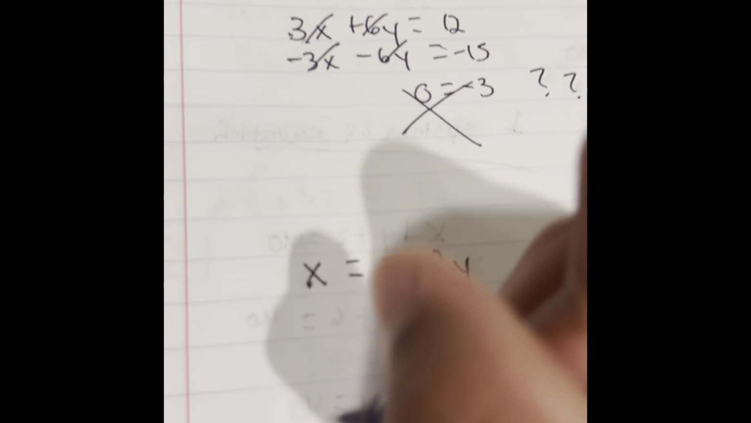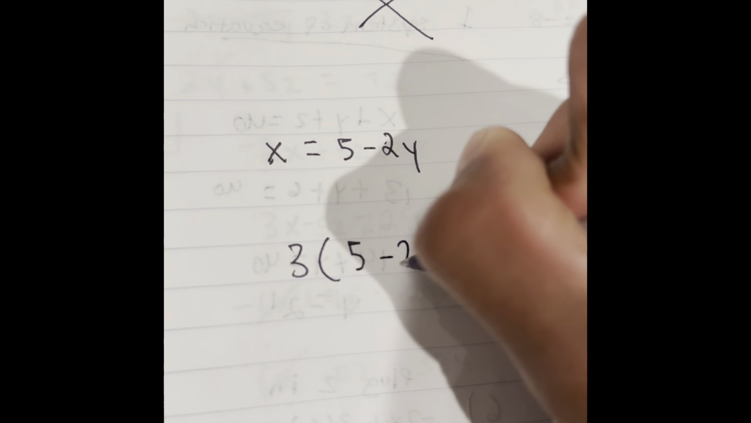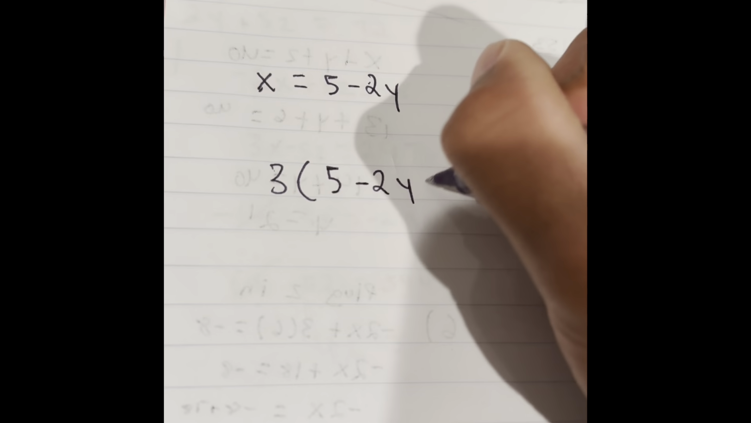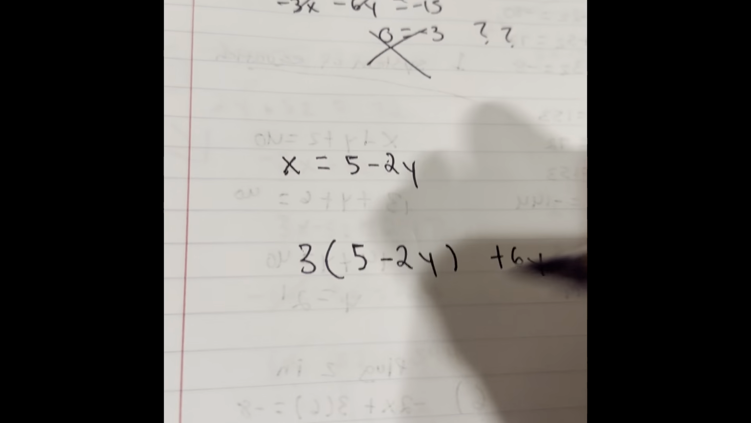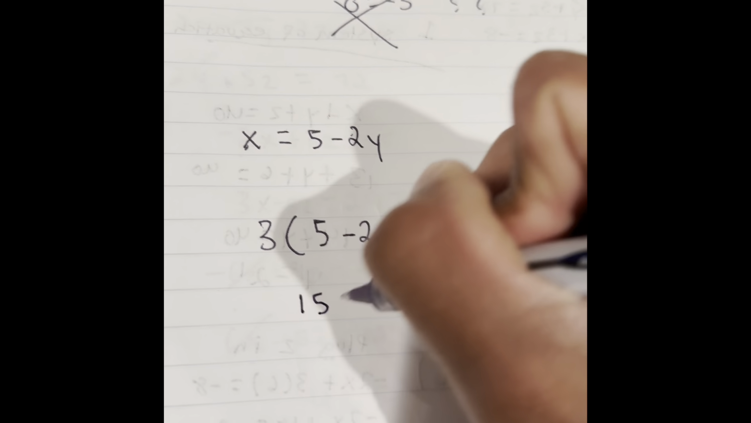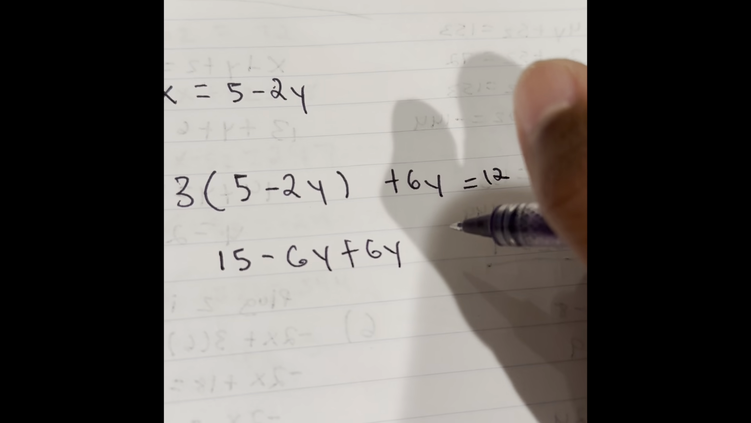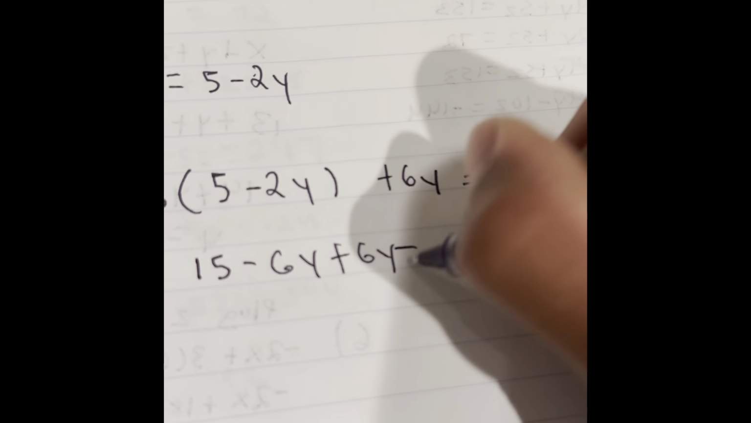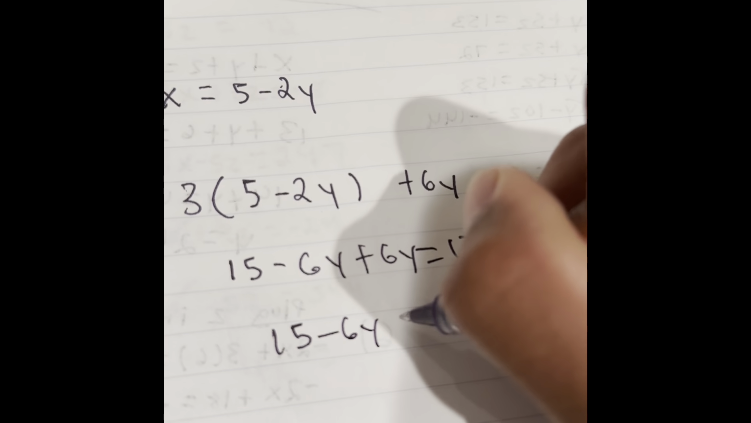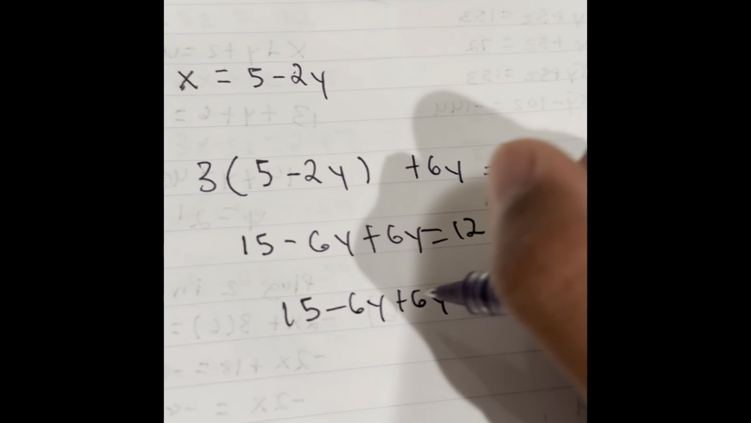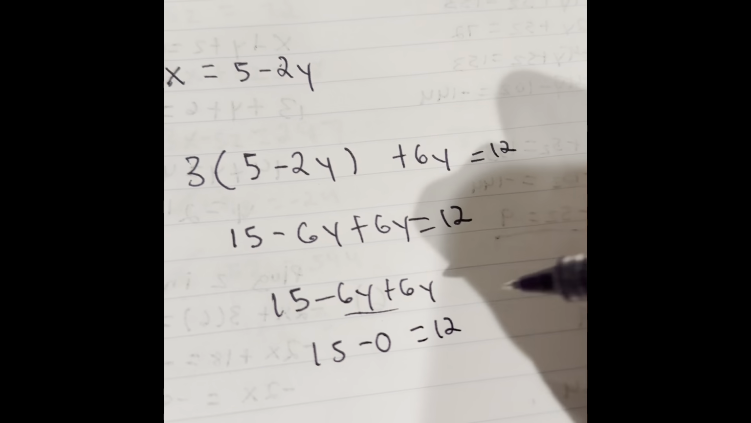Then you take the top one, 3 parentheses, because you replace x with 5 minus 2y. And then you finish out the rest of the problem, plus 6y equals 12. Now you have to distribute because that's the first step. So you get 15 minus 6y plus 6y. Now you just solve 15 minus 6y plus 6y. That makes 15 minus 0 because these cancel out, equals 12.